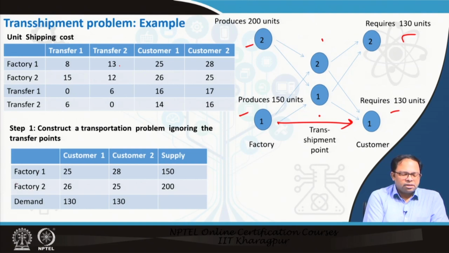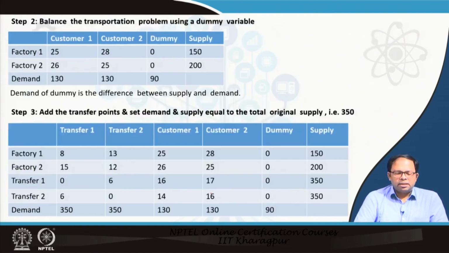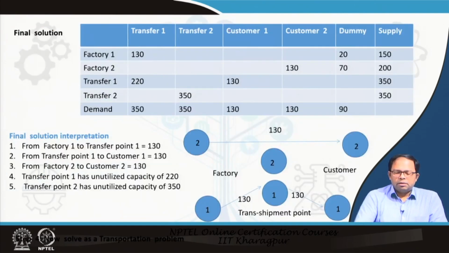So we have factories on this side, we have customers on this side. But as we see, this one is not balanced. So this is 130 plus 130 is equal to 260, whereas 200 plus 150 is 350. So this one is not balanced. So the next step is to balance this. So we balance this using a dummy variable.